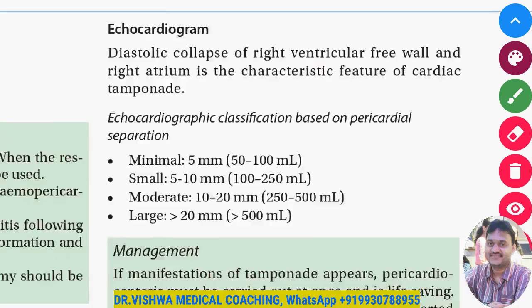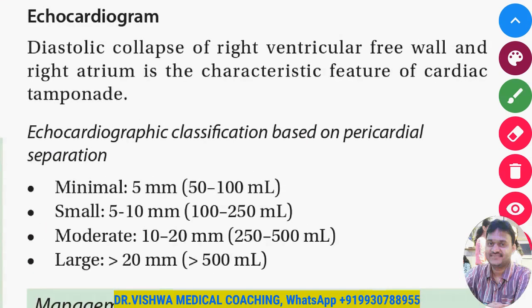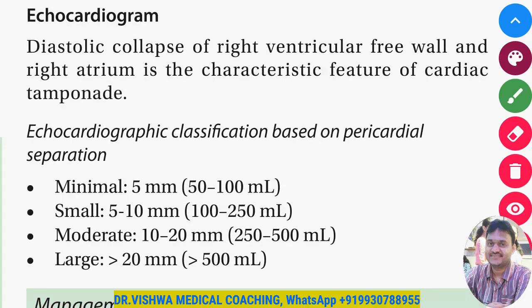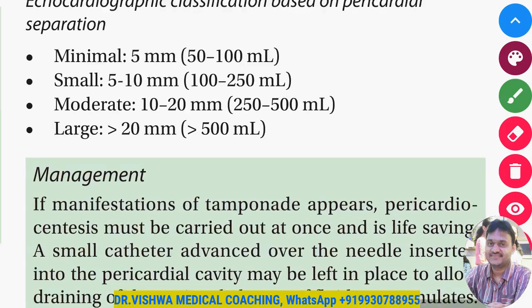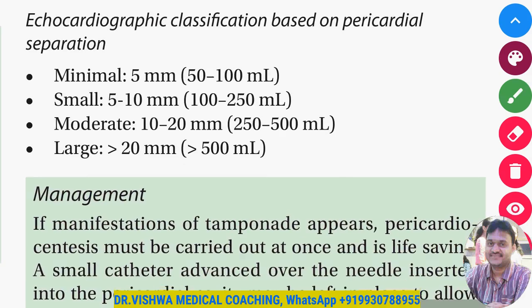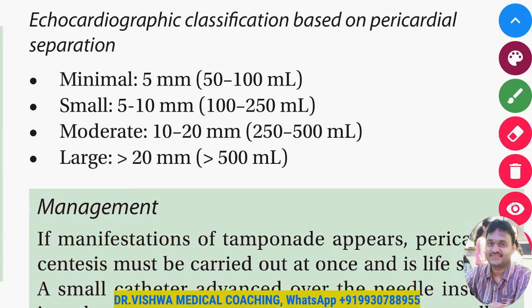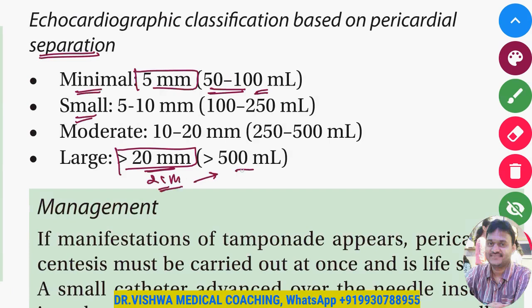Ultimate diagnosis can be made on echocardiography; we can easily make out the pericardial tamponade. If there is minimum fluid, there is a 5 mm distance between the two pericardial layers, visceral and parietal layers. So if the pericardial separation is 5 mm, 50 to 100 ml is the amount of fluid there. That is also abnormal. You can say minimum fluid, and the maximum can be 2 centimeters, in which case 500 ml of blood can collect.